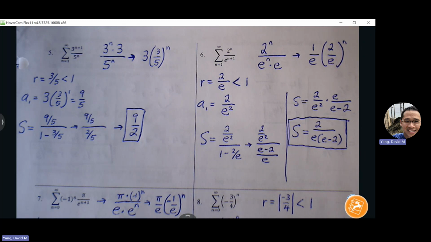e is 2.7, so we know 2 over 2.7 is safely less than 1. Converging geometric series, and we can jump into our sum formula.